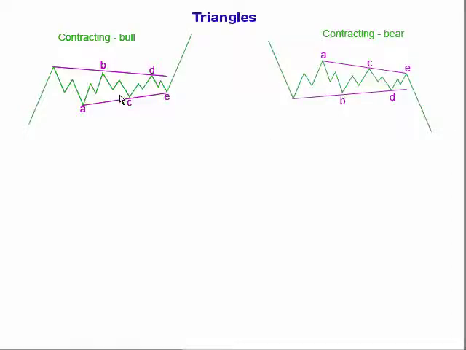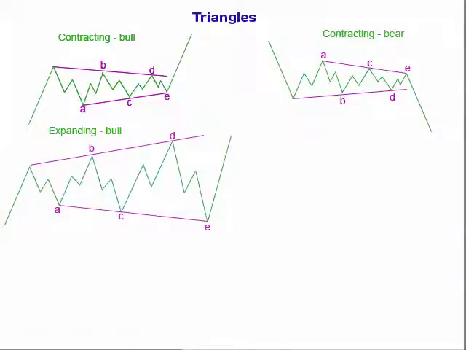For a contracting triangle, the BD trend line and the AC trend line should move together, and there will be a point in time in the future after the triangle has completed where those trend lines cross over. Sometimes, but not always, at that point in time we see a trend change, so that's a useful trick for triangles.